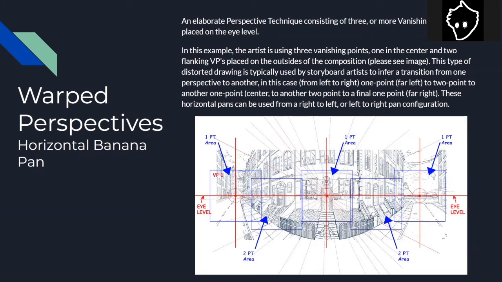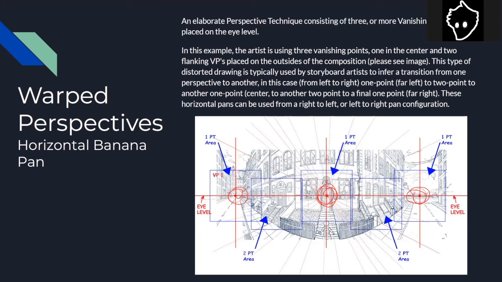because the most elaborate so far is the technique consisting of 3 or more vanishing points, each placed on an eye level. So in this example, for this warped perspective, now we're getting into warped perspectives, mind you, this is called a horizontal banana pan. In this example, the artist is using 3 vanishing points, one at the center, like I'm going to annotate again, one at the center, while there are 2 flanking VPs that go around right over here.